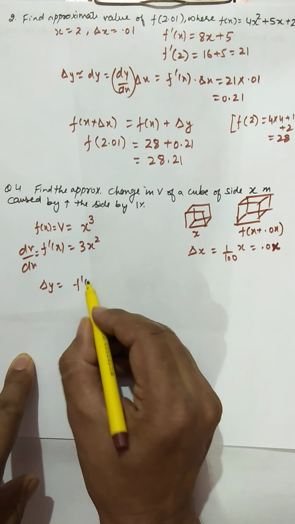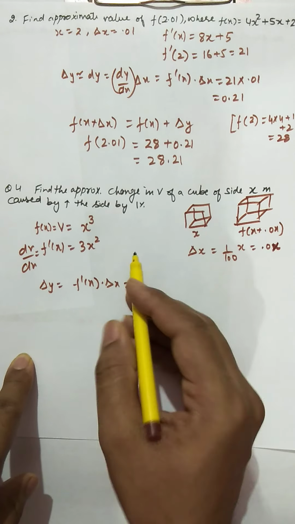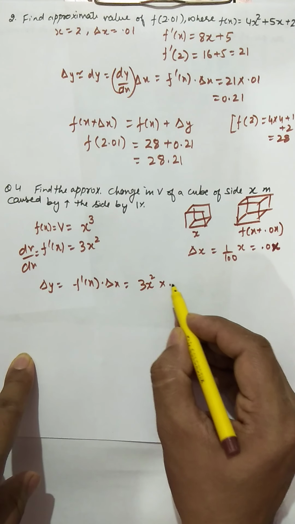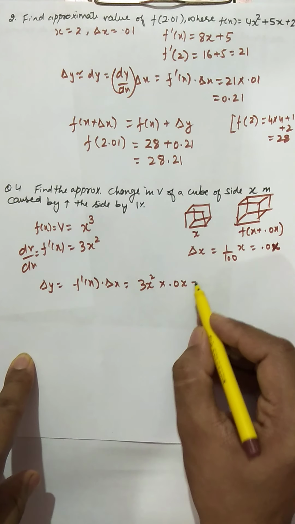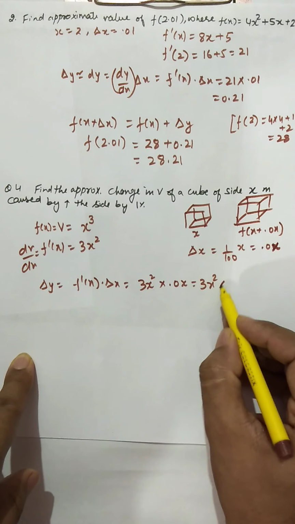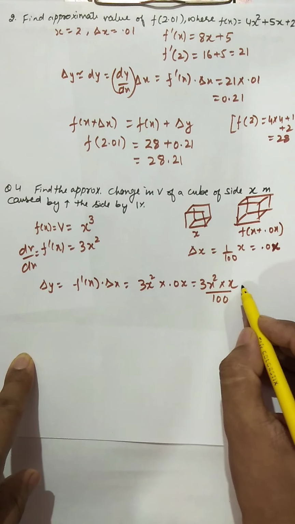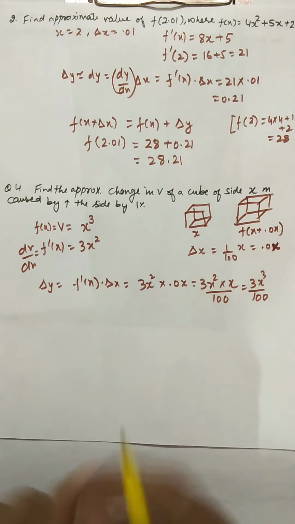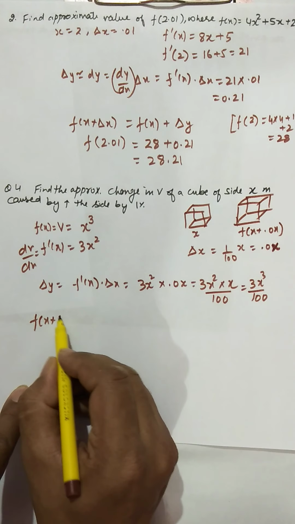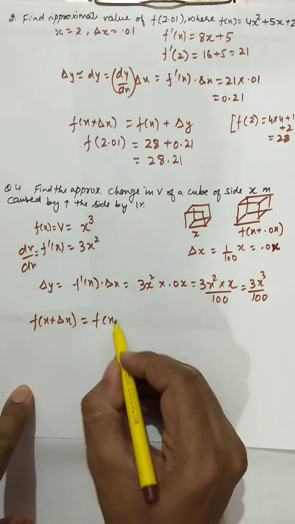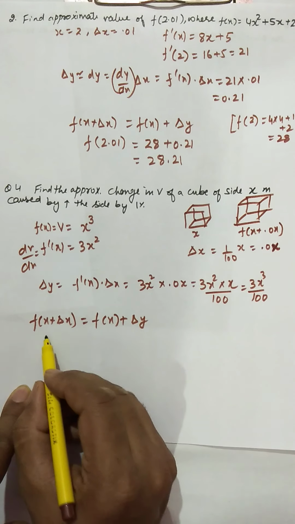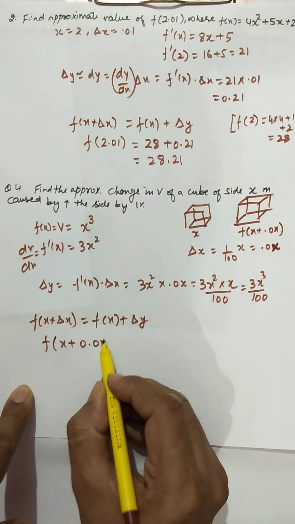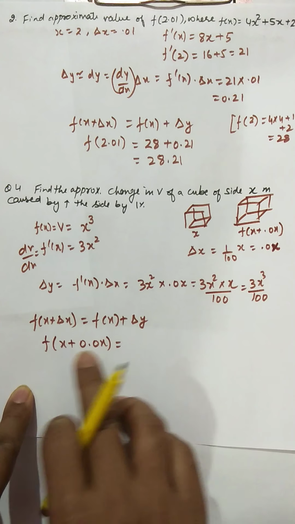Now we'll find delta y. This is your f'(x) into delta x. So f'(x) is your 3x square and delta x is your 0.01x, or you may write it as 3x square into x upon 100. So you may write this as 3x cube upon 100. Now f(x + delta x), the formula is f(x) + delta y. Your f(x + delta x) means f(x + 0.01x). This is the change that you're looking for.